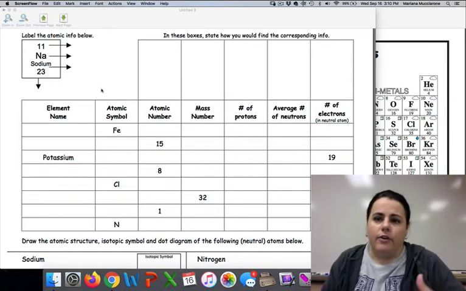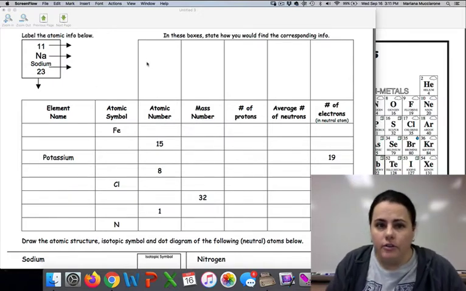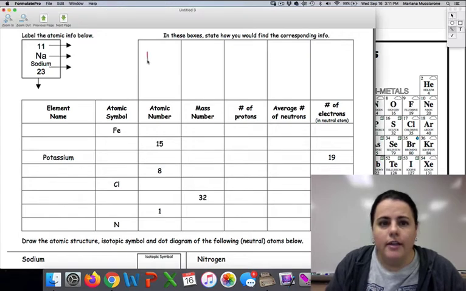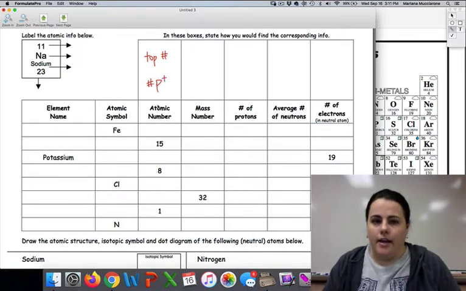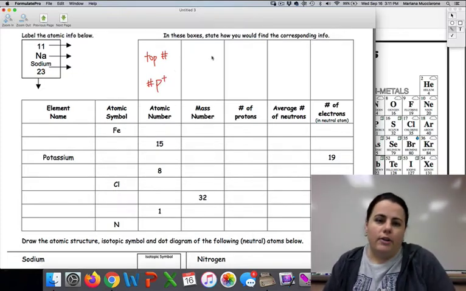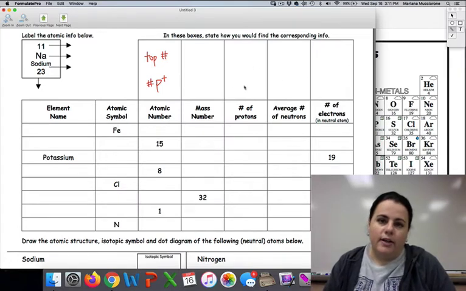And if you need to, refer back to your periodic table or your notes, and you should think, oh, hey, that's the top number that I see on the periodic table, but what that really represents is the number of protons that the element has. And so that's what you need to do for each one of these boxes. Write down defining information that will help you understand what it is or how you find it.